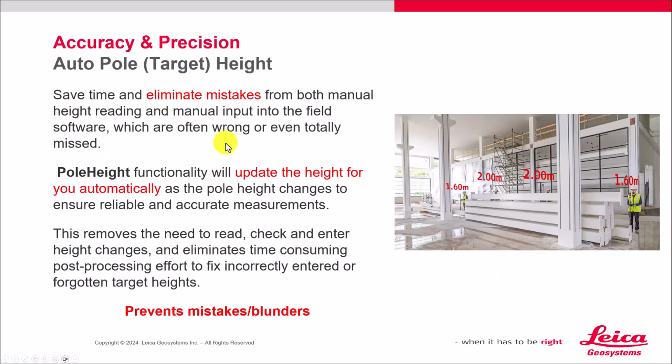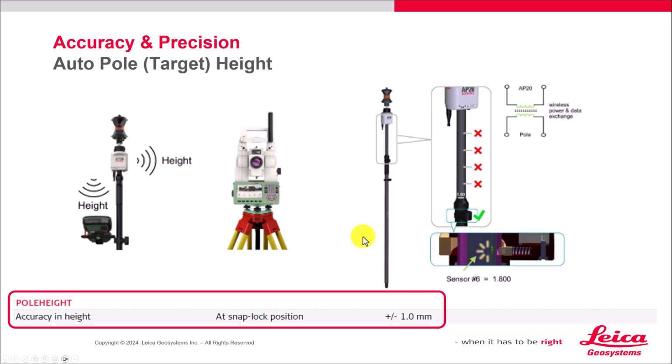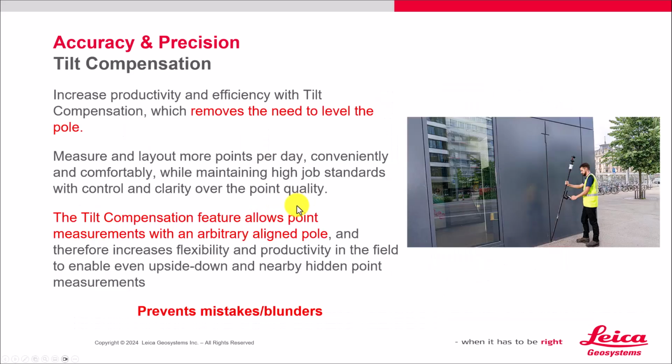The auto pole target height updates the height for you automatically, again preventing mistakes and blunders when you've had to change the height of the pole in different locations. As we mentioned, the auto pole height snaps into position and transmits the information to the total station and/or data collector.